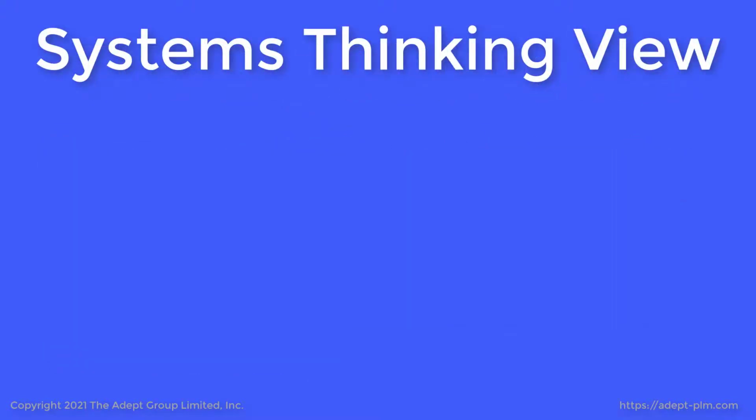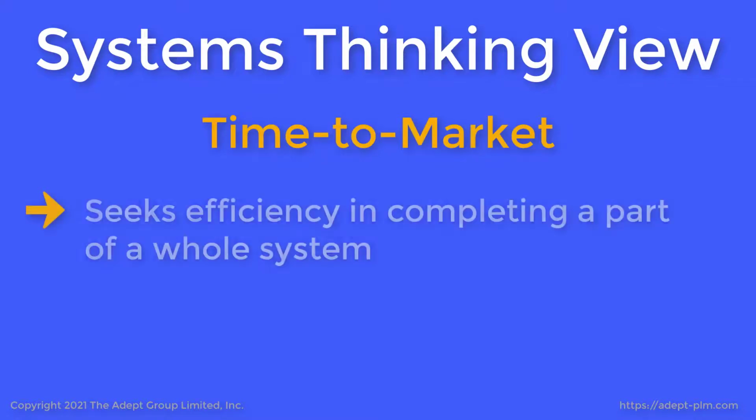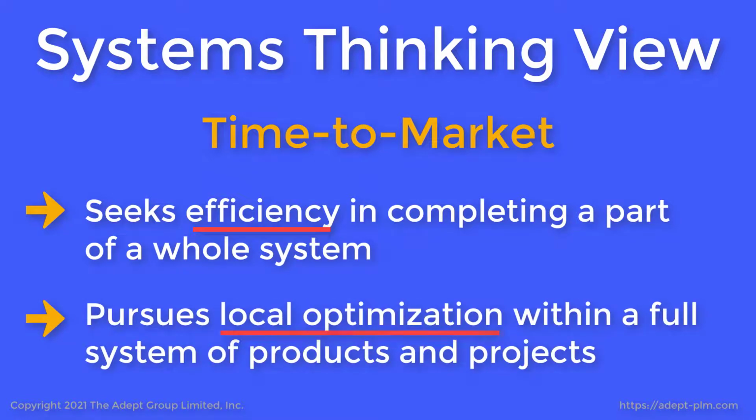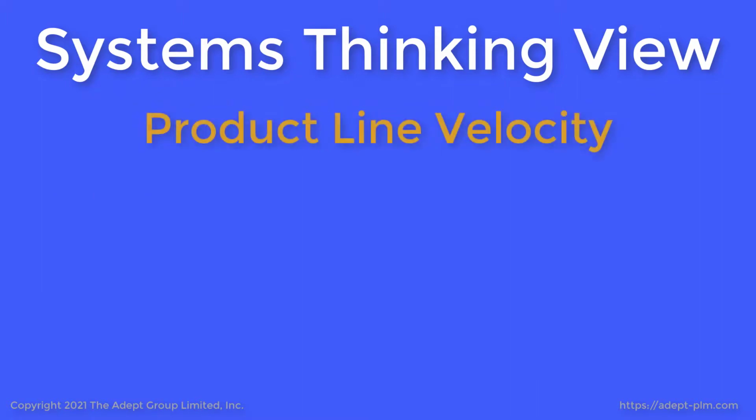From a systems thinking point of view, you'll see that time to market creates a deliberate emphasis on improving efficiencies in developing an individual product. But it does so only after a concept is formed. There's 2 points to understand. First, it's about efficiency, not effectiveness or impact in the market. And second, it's only about the work to carry out development. It's not about the product or concept itself.